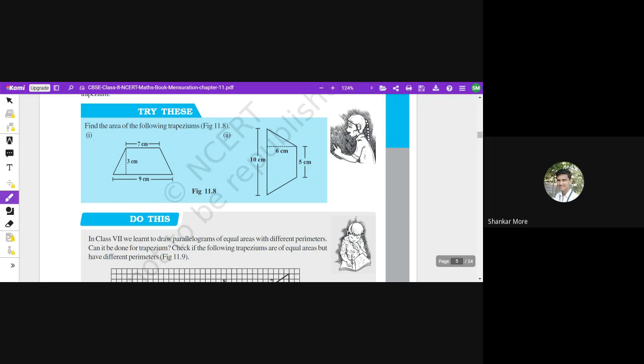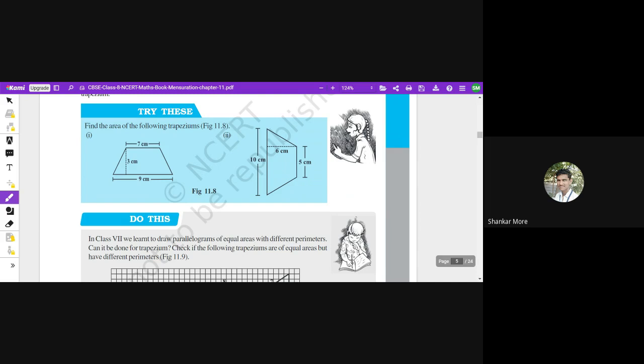Okay, I can see answers coming as 24, 40. One answer came as 40, the rest came as 24. So which one is correct? Sum of parallel sides is 7 plus 9, 16. So 16 divided by 2 is 8 and height is 3. So 8 threes are 24.